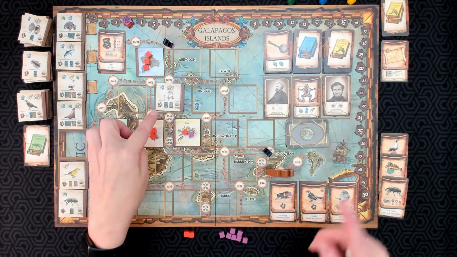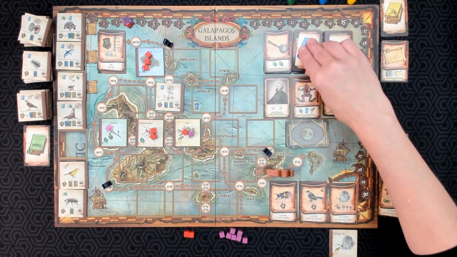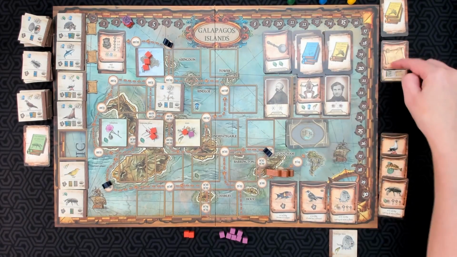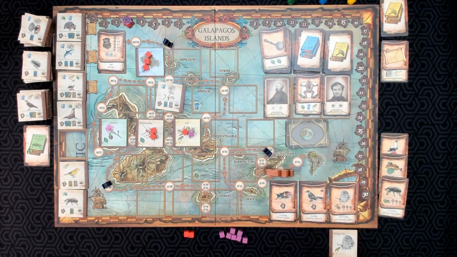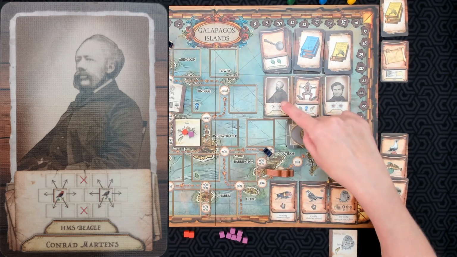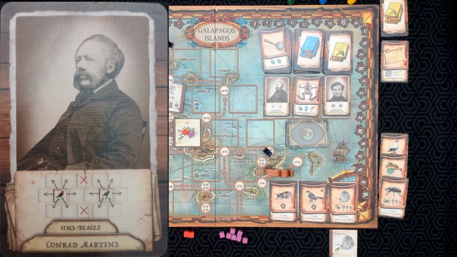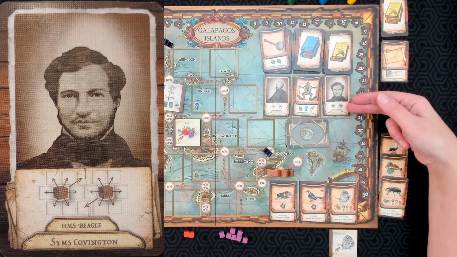Okay, and then I collected my blue card. No, I did not yet. So the blue card, oh yes I did. That was what gave me my map. Okay, and then I get a beagle card. So let's see, this one gives me resources. This one is Conrad Martin's. Let's see what that gives me. Martin's, move 2 species tiles 1 space. This may replace lower level tiles. Oh, that's useful. And then here we have Sims Covington.